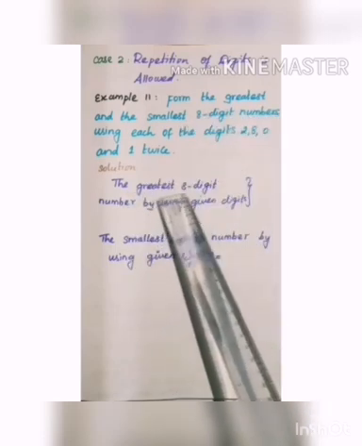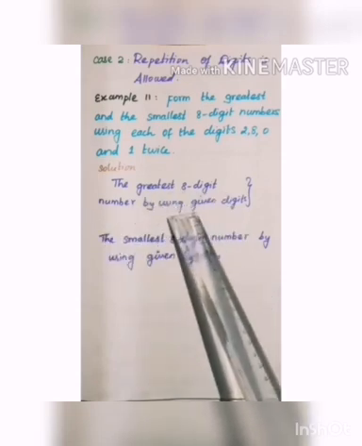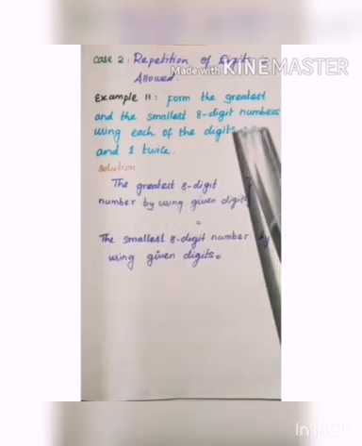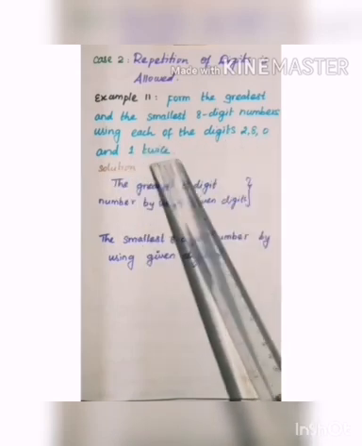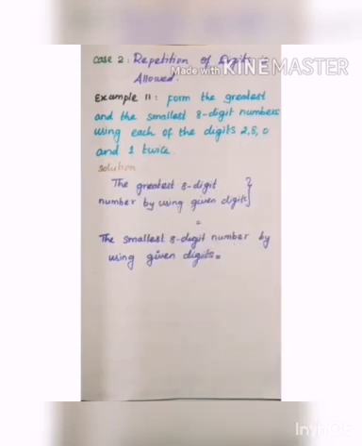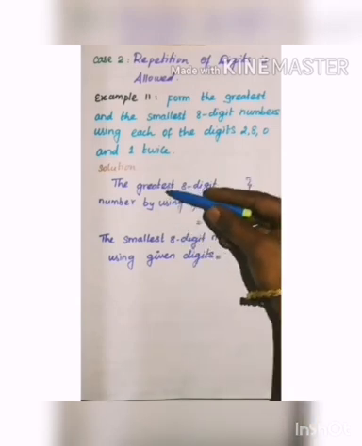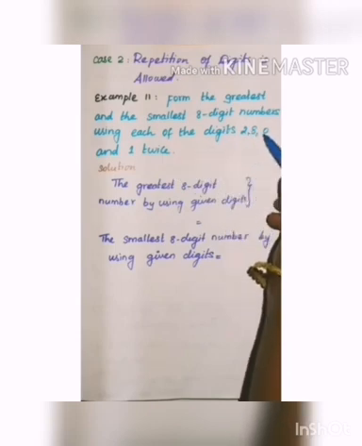Solution. The greatest 8-digit number by using the given digits 2, 8, 0 and 1. Listen here. First of all, you have to find the greatest number. So first, what is the greatest digit?